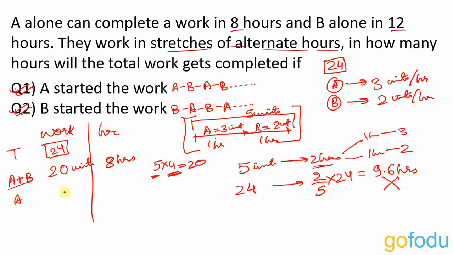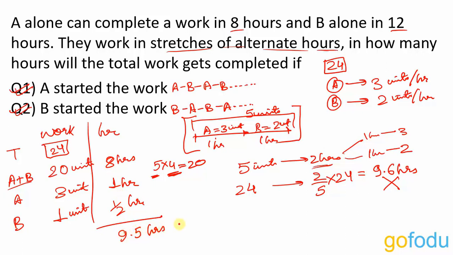A will be doing 3 units of work in 1 hour. Now how much work remains? 1 unit of work is still remaining, which will be done by B now. It is B's turn next. B does 2 units of work in 1 hour. That means 1 unit will be done in 1 by 2 hour. So total time taken will be 8 plus 1 plus 1 by 2, that is 9.5 hours.